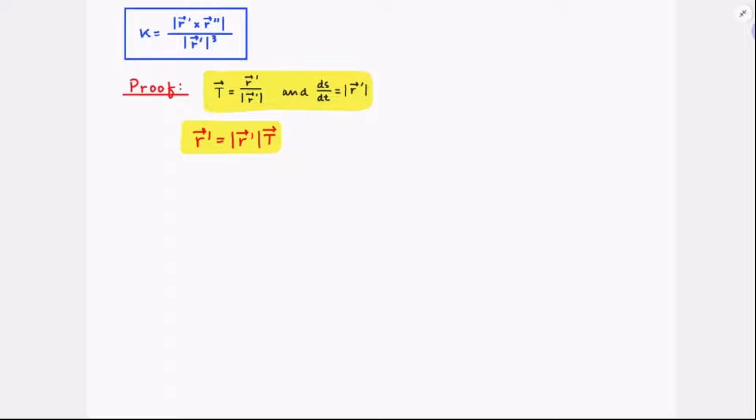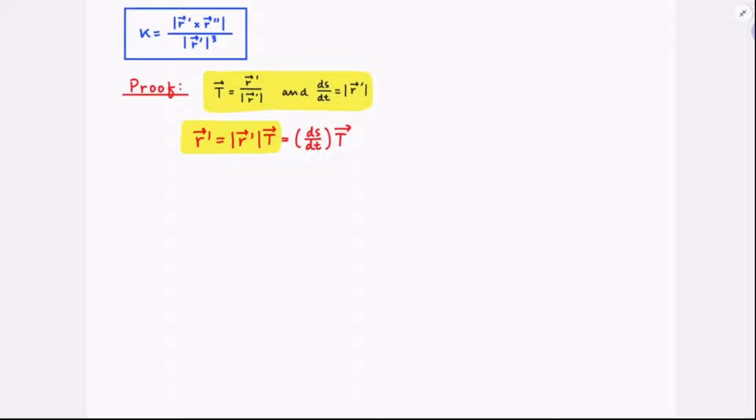And now I'm also going to need r double prime if I want to cross those two things. Okay, but first I'm going to point out that the length of r prime is ds/dt, and that's going to be a little bit easier for us to work with when we take derivatives. Both ds/dt and the unit tangent vector are going to depend on the time parameter, the lowercase t.